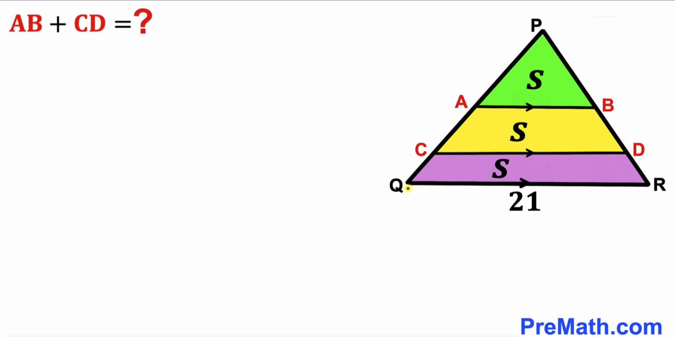And furthermore, this segment QR is 21 units. And now our task is to calculate the sum of these two segments AB and CD, as you can see in this given equation.